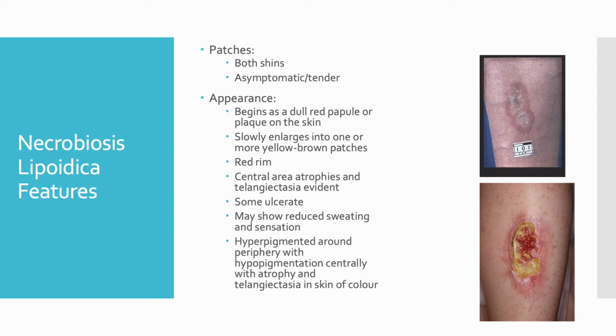Here are some more images of necrobiosis. Again, in the upper panel you can see a rather irregularly marginated plaque, erythematous rim, central atrophy, and you can see quite a large vein easily visible underneath it. In the lower panel you can see that the area has ulcerated, so the shins are very susceptible to trauma and necrobiosis will ulcerate. How do we treat it?